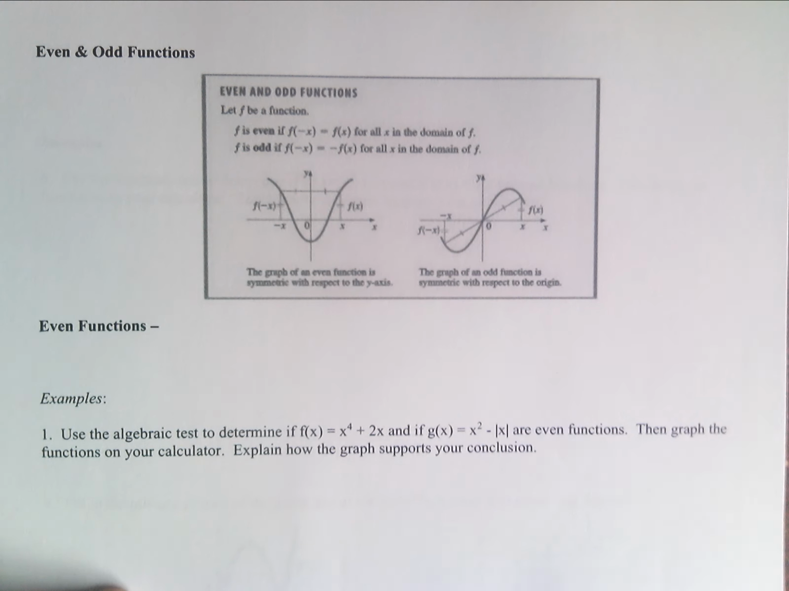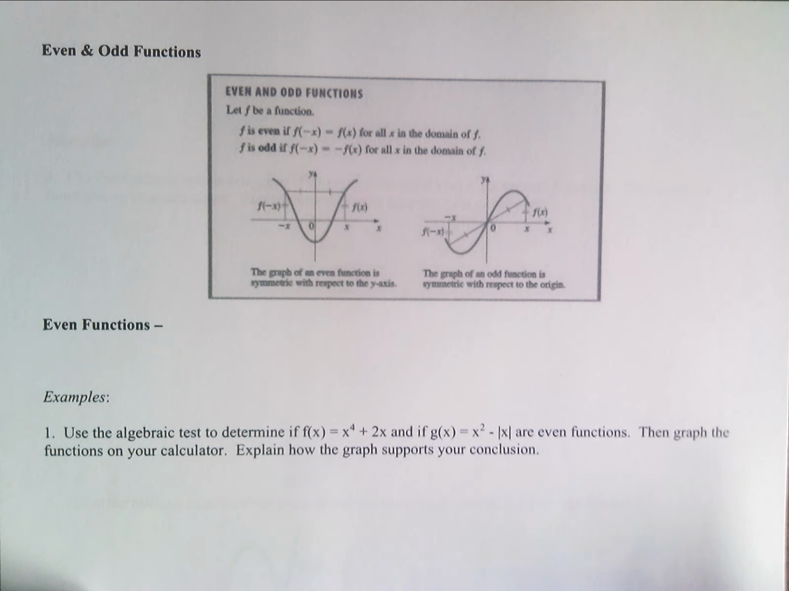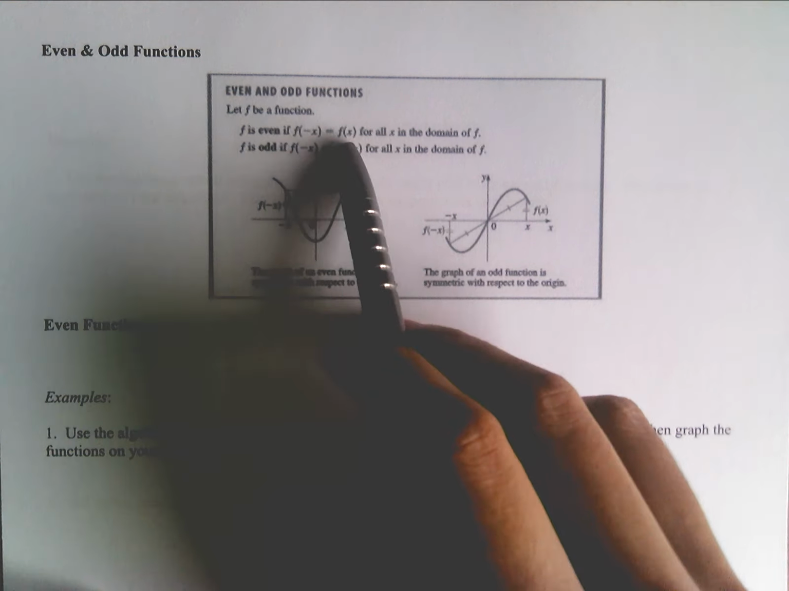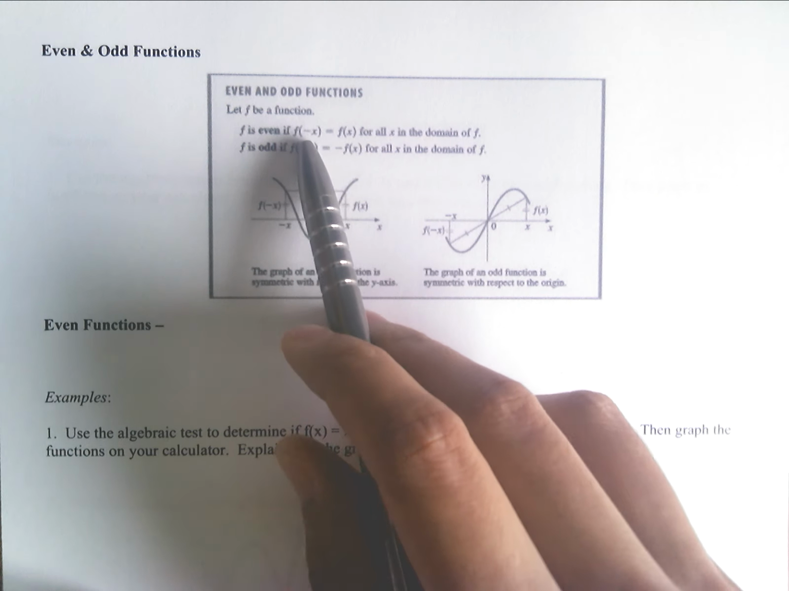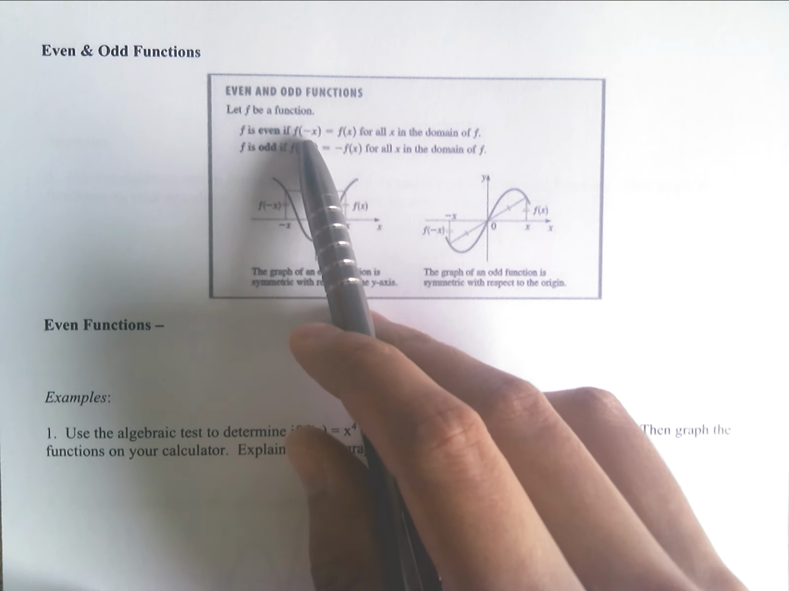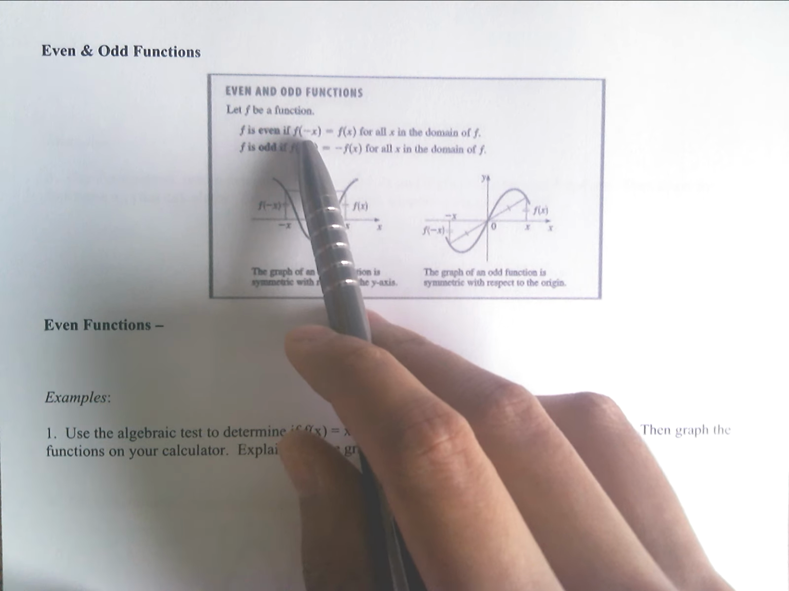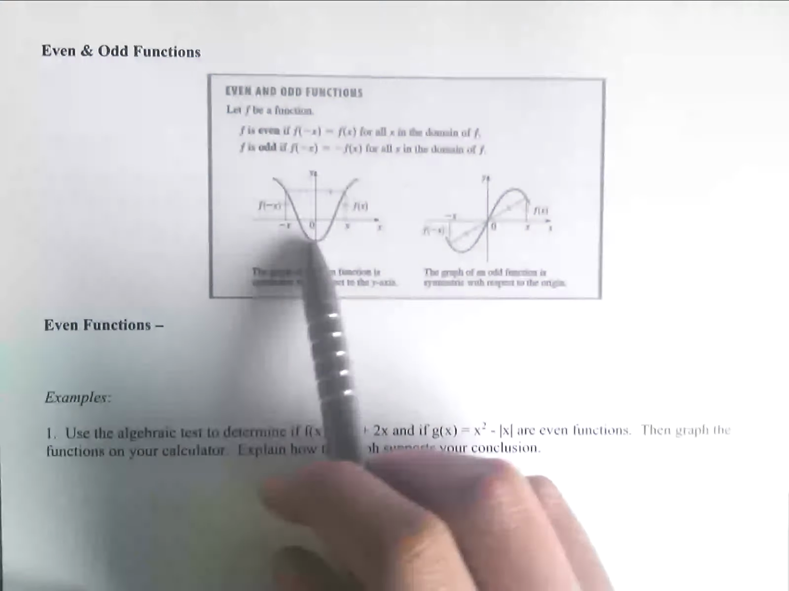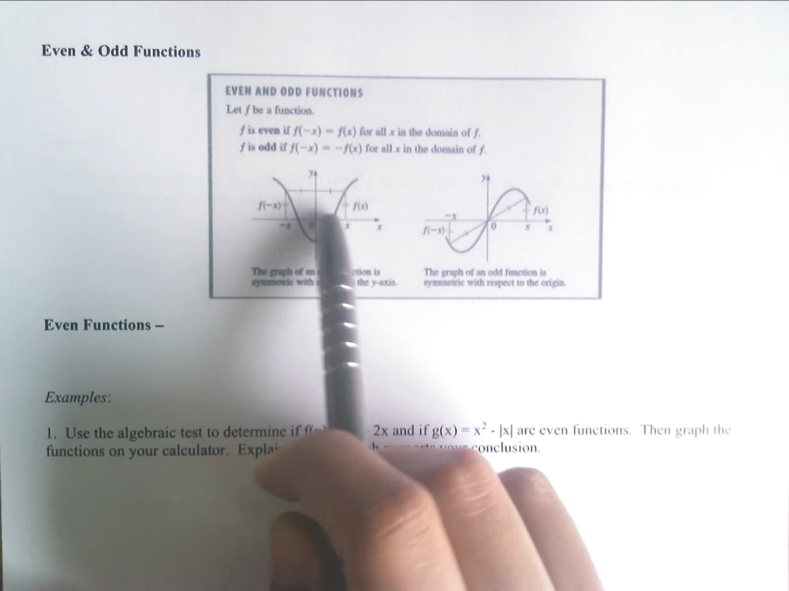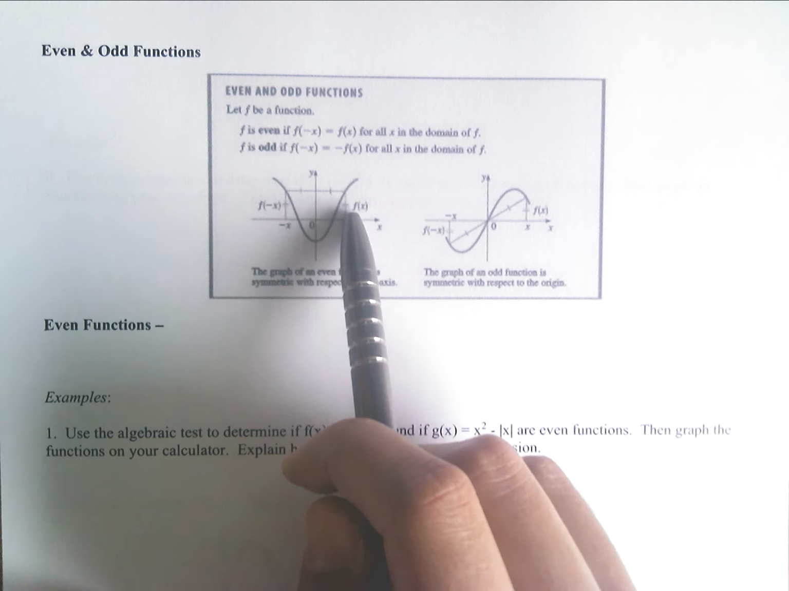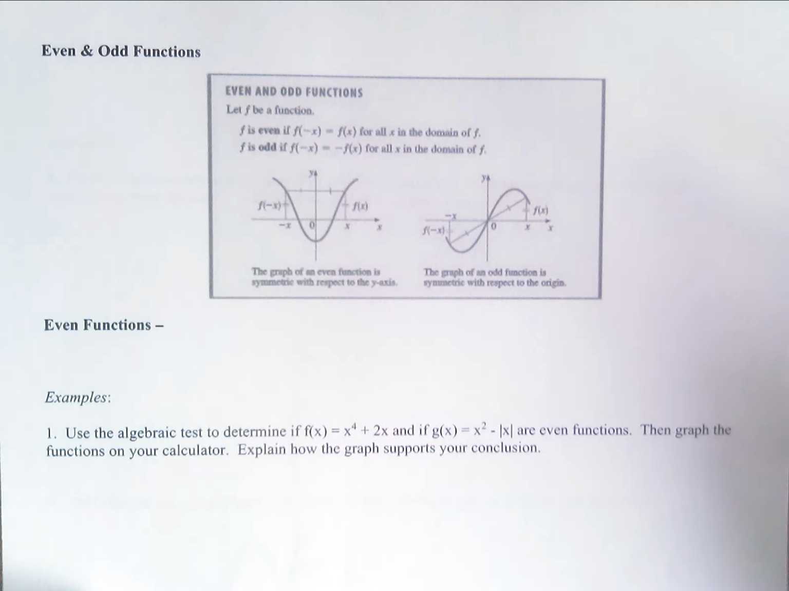So thinking back at our previous section when we talked about transformations, an even function is where the function is the same even when you reflect over the y-axis. So the function is the same on both sides of the y-axis. In particular, a function is an even function if it's symmetric about the y-axis.